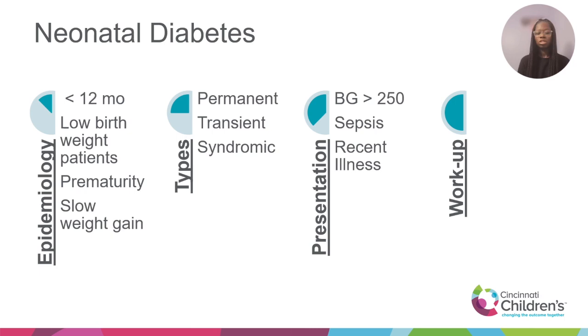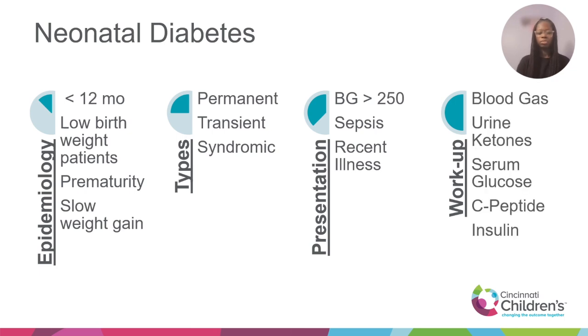This diagnosis should also be considered in patients with a history of low birth weight, prematurity, and who do not gain weight well. In addition, the workup for these patients should include a blood gas, urine ketones, serum glucose, C-peptide, and insulin levels.